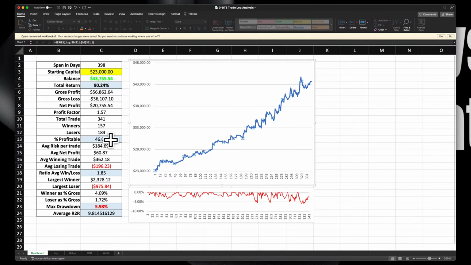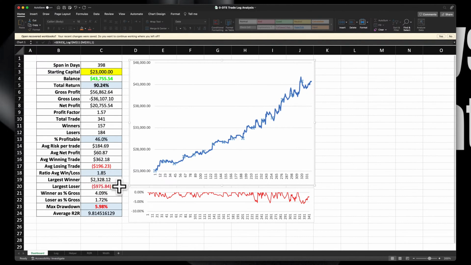Now, one thing you'll see here is that the percent profitable seems kind of weird. Oh, it's only 46%. Yeah, but 46%, yet during that period I returned 95%. So obviously win rate isn't important. Also, the average winner to average loser is about 2 to 1. And you can see that there's huge winners.